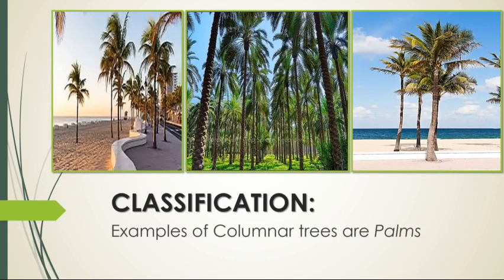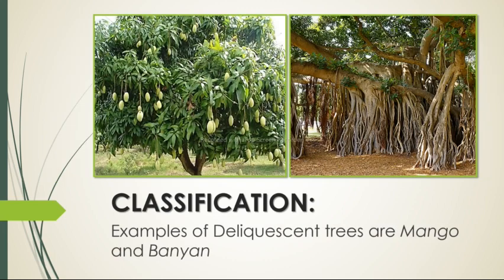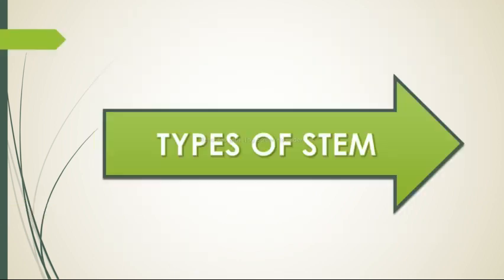Classification includes the examples of the columnar trees, which are palms, as shown in the figure. Classification includes the examples of excurrent trees, which are Polyalthia, as shown in the figure. Classification includes the examples of deliquescent trees, and the examples are mango and banyan, as shown in the figure.